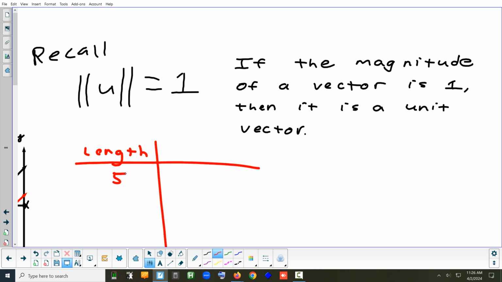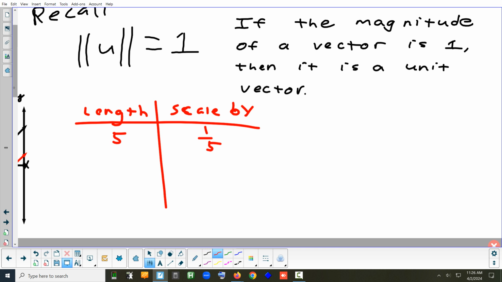So let's say you had a vector that was 5 units long. I want to know what I would have to scale it by to make it a unit vector. Yep, 1/5. Let's say we had a vector 8 units long. You'd scale it by 1/8. Let's say we had a vector that was half a unit. You'd have to scale it by 2.